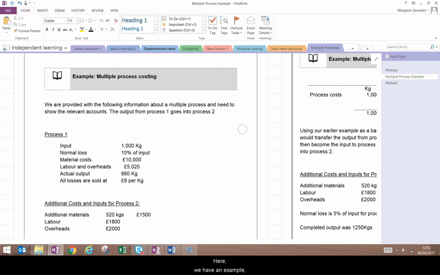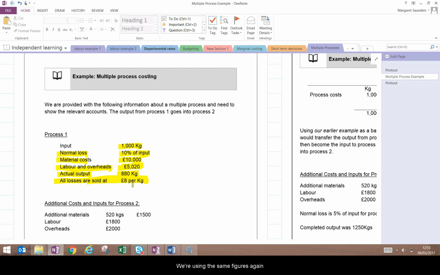So here we have an example, multiple process costing. The first process requires input of 1,000 kilos of material. There's an expected normal loss of 10%. Our material costs are £10,000. Labour and overheads 5,020. Actual output 880. And the losses are sold at £8. You may recognise these figures from the previous recording. They're the ones that we used for the single process example.